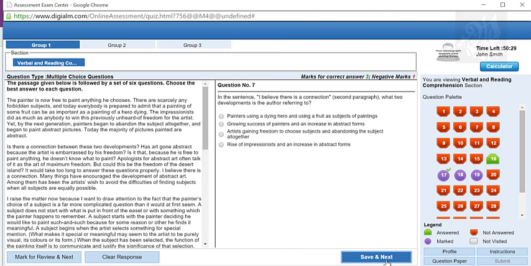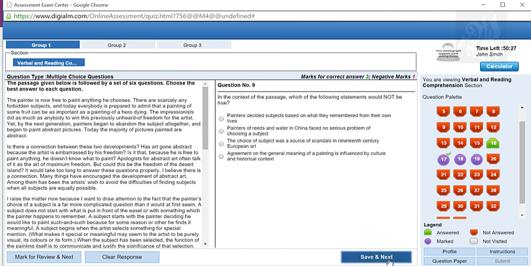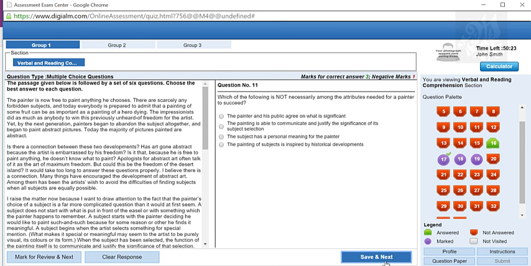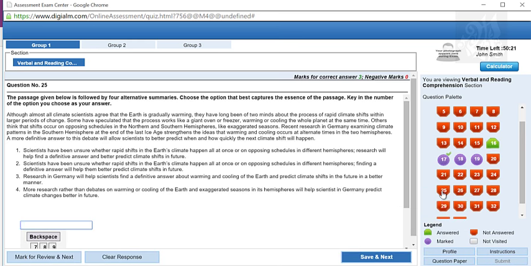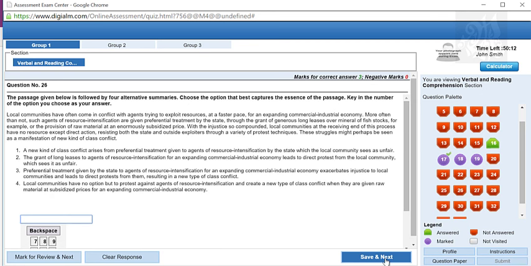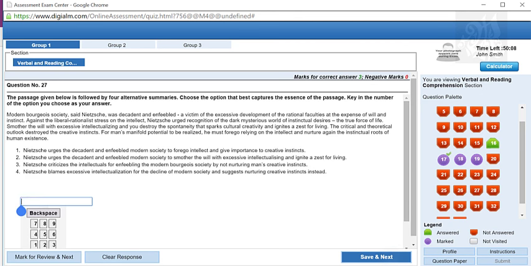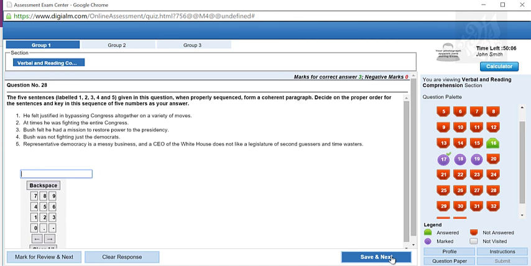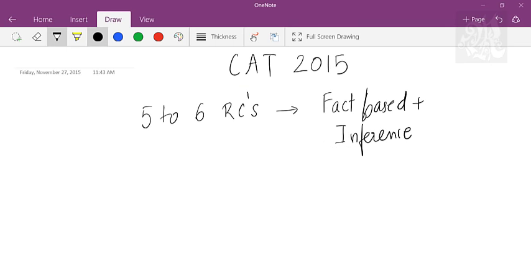Now the 7th is a different passage altogether. So there are a few fact-based questions plus a few inference-based questions, because the inferences start from question 25. For example, here if you notice, choose the option that best captures the essence of the passage. Now this is kind of an inference-based question, or a generalizing or summarizing question. So you can see that they have asked a few questions that are fact-based, a few that are inference-based, but majorly they have kept the inferences as a separate area altogether.